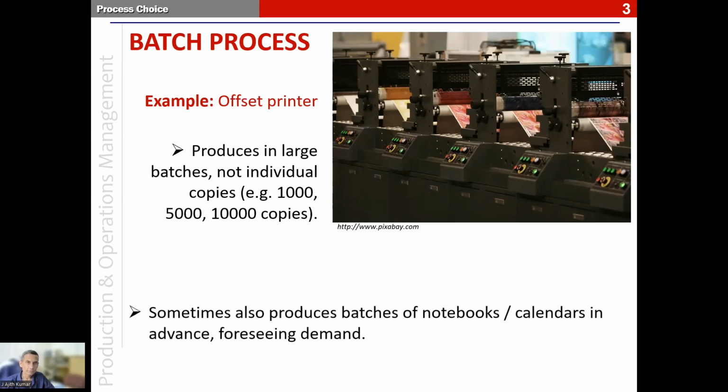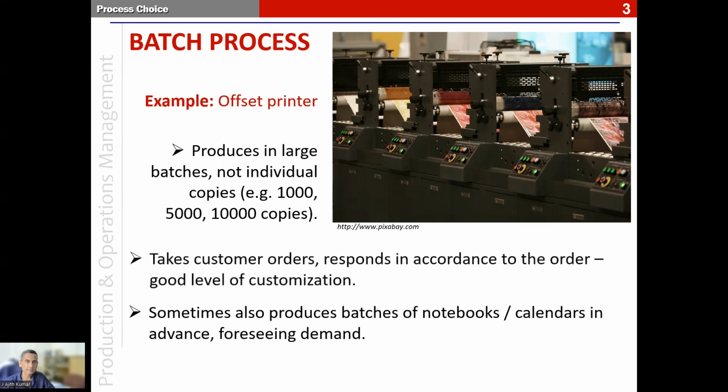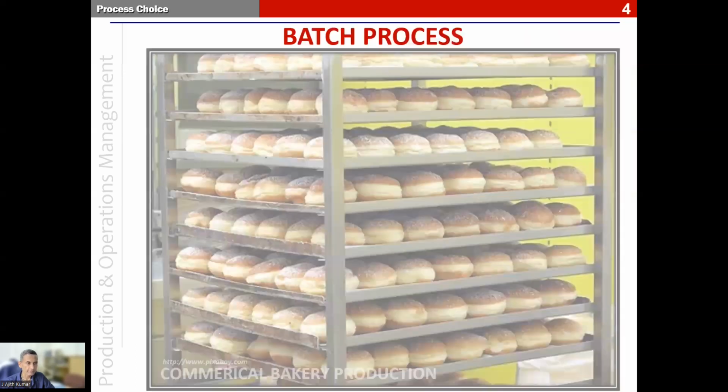It also produces sometimes in demand, forecasting of demand is done, and in advance production is done, and the customer may order later. This is called make to stock production. It also has make to order. Customers place an order for a particular book or a calendar, and then the printing job is done. So both make to stock and make to order happen in a batch process like with an offset printer.